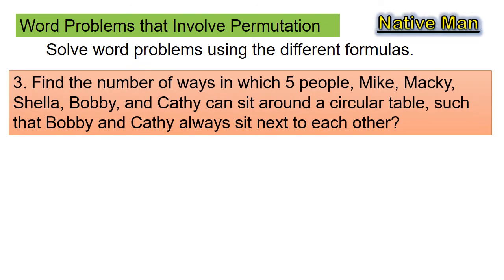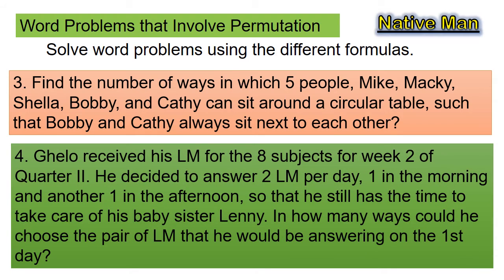At ito naman po yung number 3. Find the number of ways in which 5 people, Mike, Maki, Sheila, Bobby, and Cathy, can sit around a circular table such that Bobby and Cathy always sit next to each other. Okay? And this is for number 4. So, yung apat po na yan ay tuturo ko po on how to solve step by step. So, ituloy po ninyo yung inyong panonood.